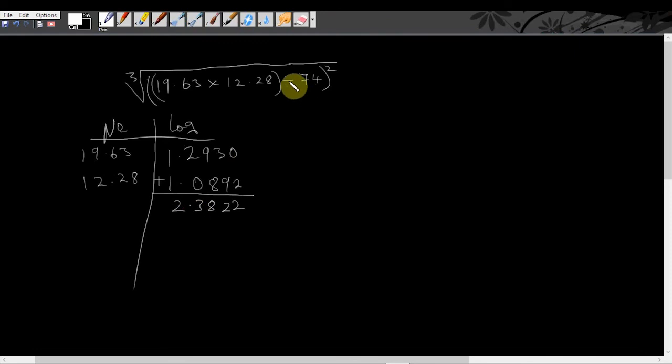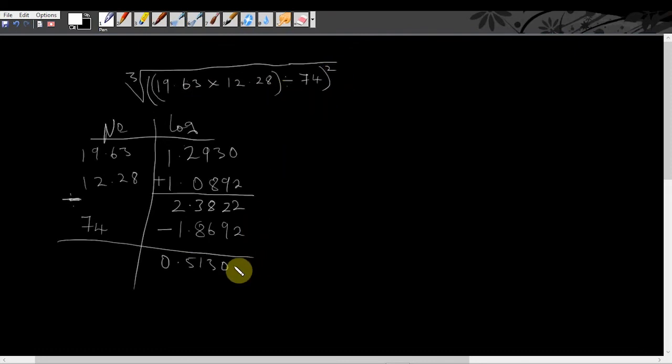Remember, this one is dividing all of them, divided by 74. Its logarithm is 1.8692. Therefore, you will do this up one minus this down one, because the down one is dividing all of them. Let me underline every one of them. It will give us 0.5130. All of them under this cube root is being made to power 2.